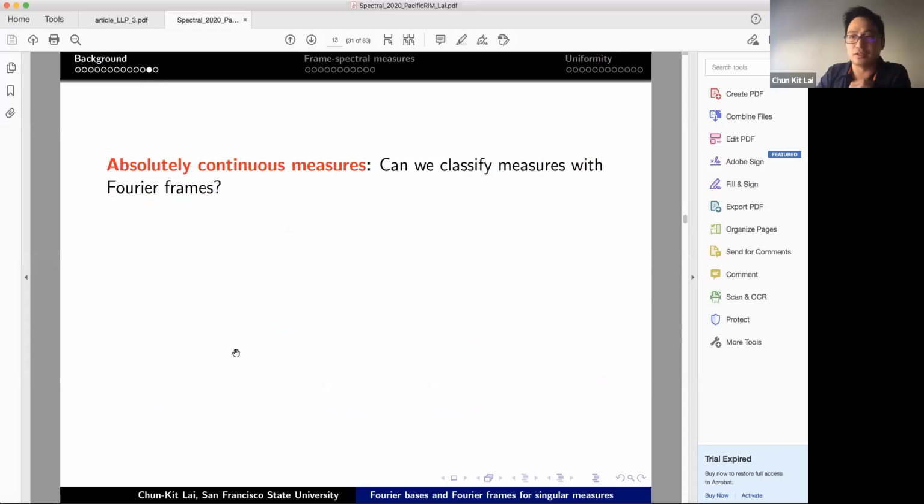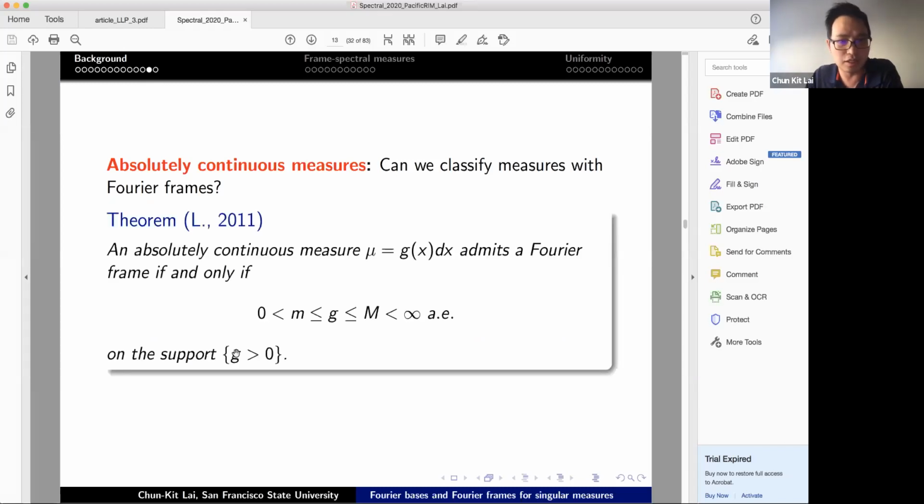For the absolutely continuous case, can we classify? Indeed, we can also classify it. This is related to the uniformity of the measure. If you want g(x)dx to have a Fourier frame, we can classify in terms of density. The density must be essentially bounded, so it's in L infinity, and 1/g is also in L infinity. So there's a bound above and below, away from zero, almost everywhere on the support. I will give you a proof of this part if we have time in a later section.